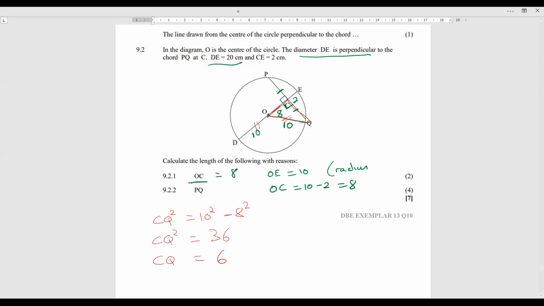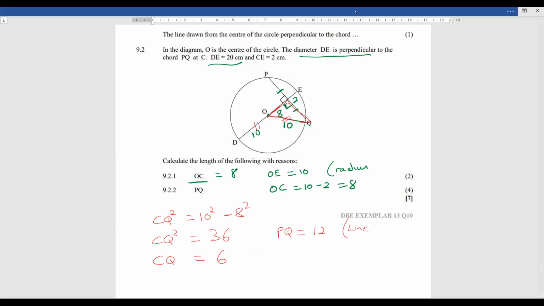Yes, but sir, the question is to find what? PQ. PQ has to be now 12. Now we need a reason. And the reason is line from center to midpoint. You see, it was given to be perpendicular to the chord. And that's how we know that PQ is 12, because it's doubled.